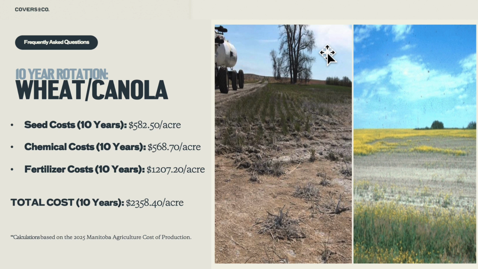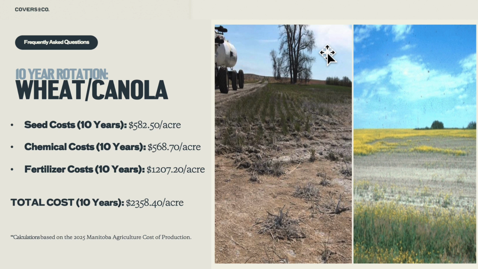Here is a little bit of chatter about salinity regions on farms across Western Canada. I did some research diving into wheat and canola rotations on a 10-year cycle across Western Canada. These numbers were pulled off of Manitoba Ag's cost of production. So we just took three main costs that every farm deals with on an annual basis: seed, chemical, and fertilizer. We applied those to what they would look like per acre on an average between wheat and canola.